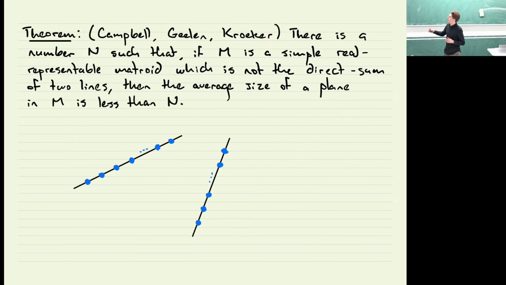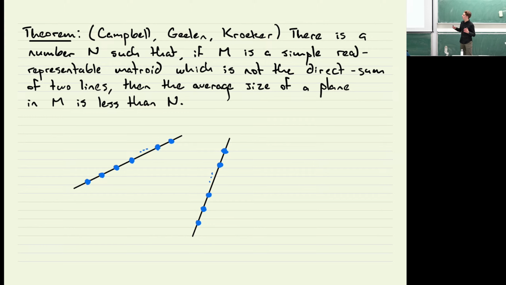For example, one of the main results I'll be discussing today is that if I give you a rank 4 real representable matroid and it's not the direct sum of two lines, then the average size of a plane in that matroid is bounded by an absolute constant. I've drawn a picture of a direct sum of two lines right here, and as you can see, in this matroid, every plane is forced to contain one of those two lines. And so, consequently, by making these lines both arbitrarily large, the average plane size becomes arbitrarily large.